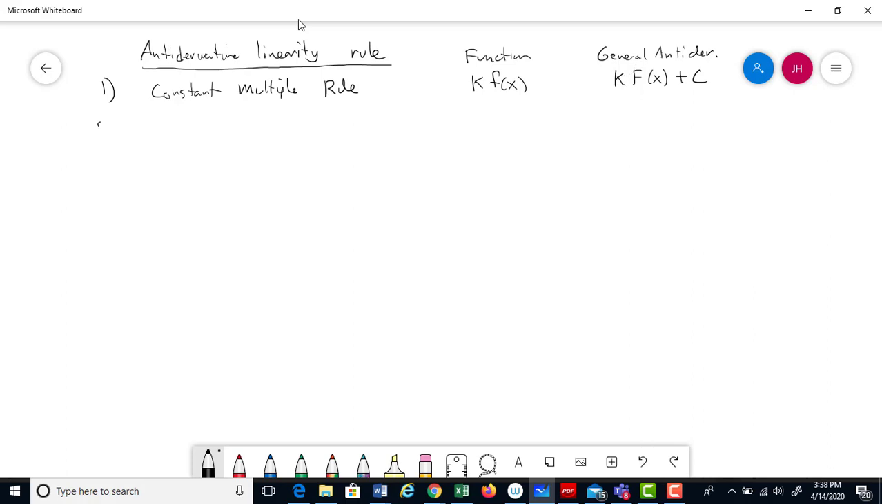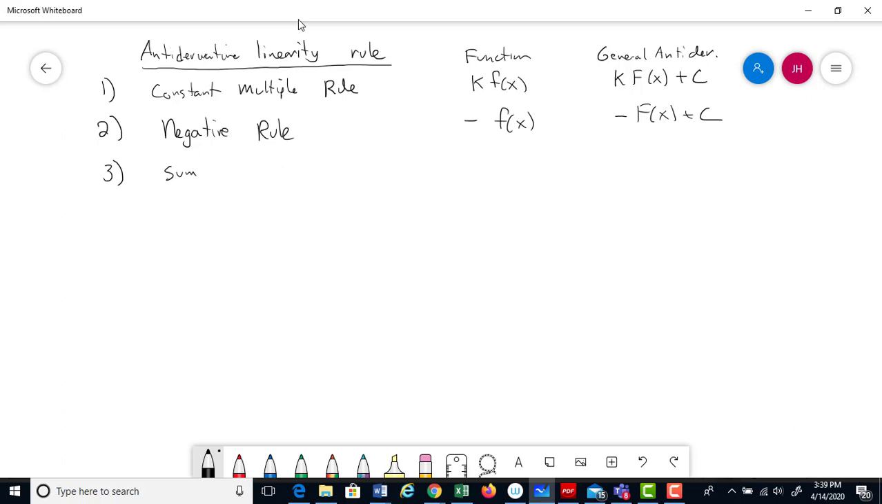Okay, 2. Negative. I can't believe they wrote this. Okay, so I'm going to start it, but I'm going to finish it because they wrote it there. Negative rule. Well, if it's negative f of x, well, it'll be negative F of x plus c. The reason why I think it's silly to write that is because this is just a special case of k being equal to -1. So not a new thing. It's already taken care of here. So I don't know why they defined a new thing.